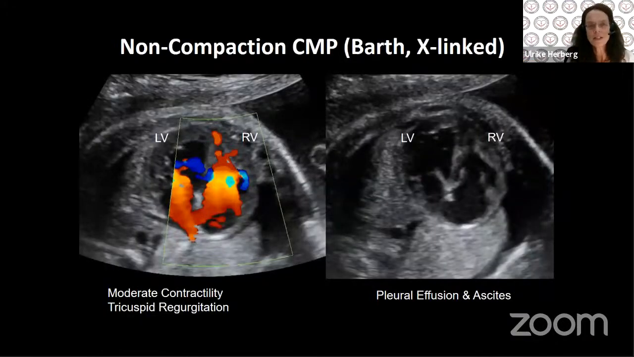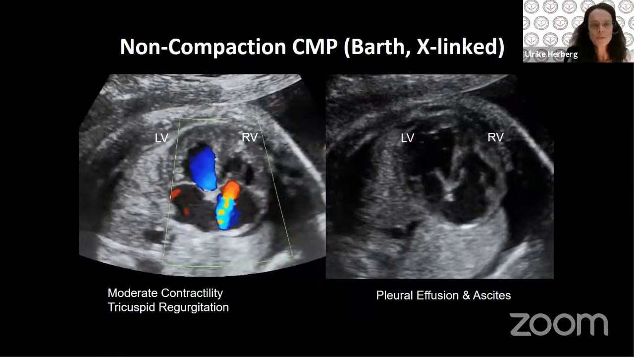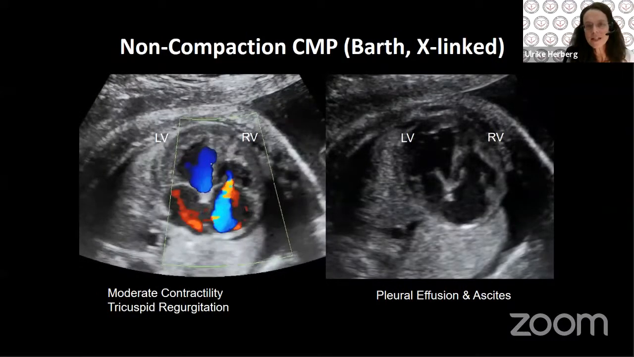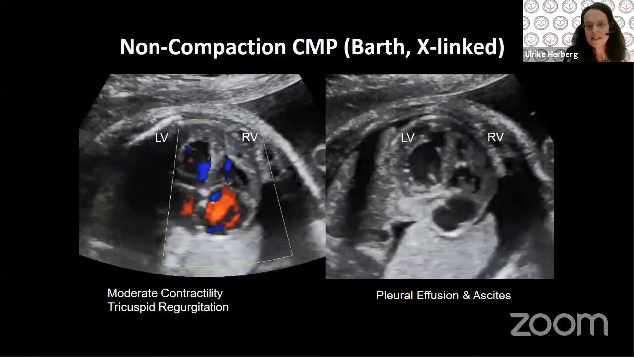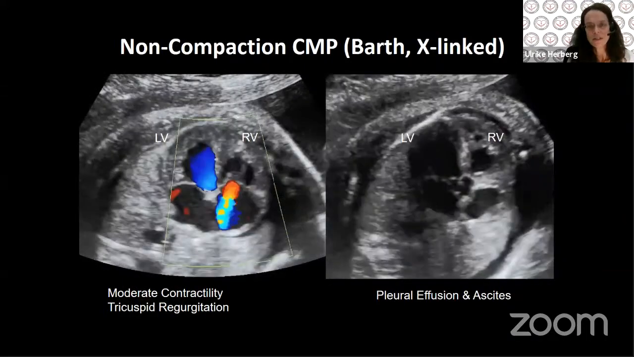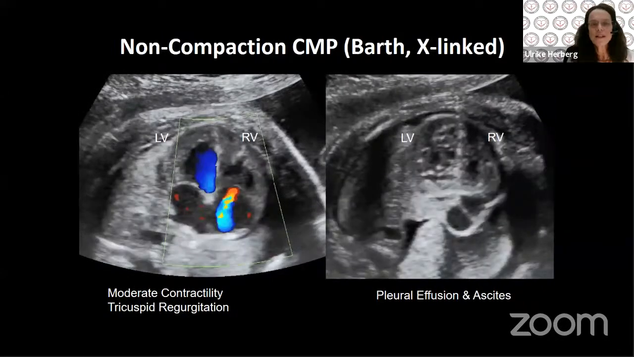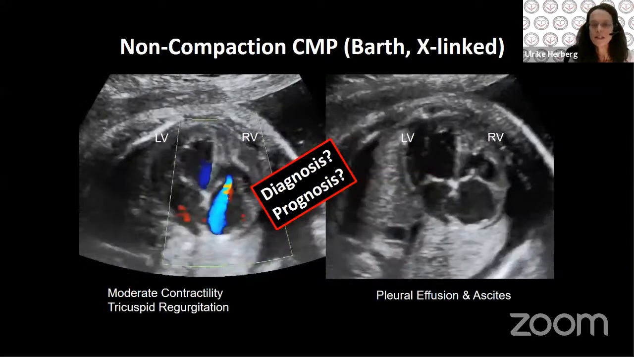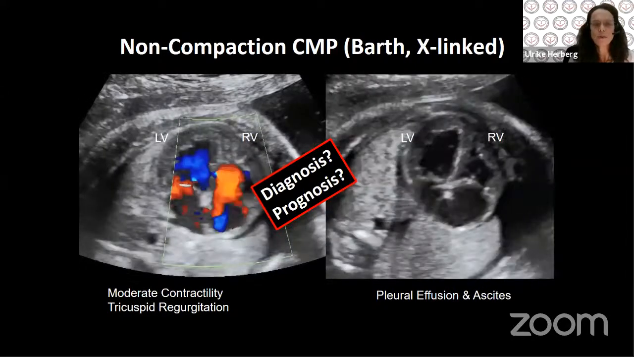Now, this is another patient with biventricular non-compaction. With Barth syndrome in the previous child, this is an X-linked cardiomyopathy. And this fetus is again presenting in later gestation. On the left side, the color Doppler shows a moderate contractility and tricuspid regurgitation. On the right side, pleural effusion and ascites, but still decent contractility. So what is the diagnosis? Biventricular cardiomyopathy with tricuspid regurgitation and already pericardial effusion. And what is the prognosis?